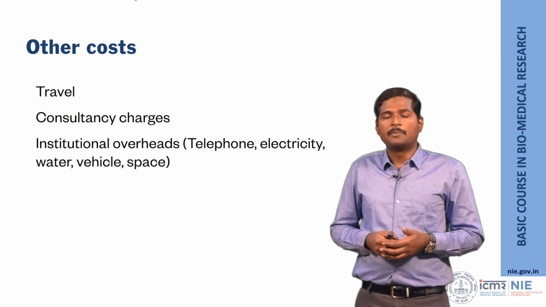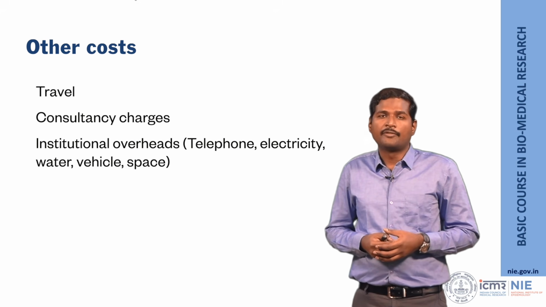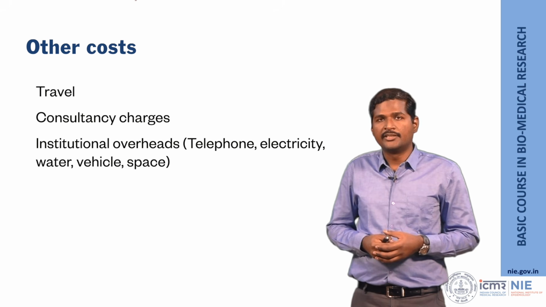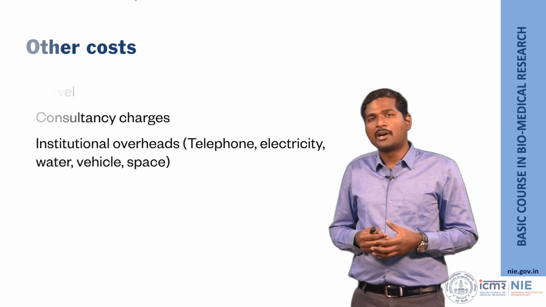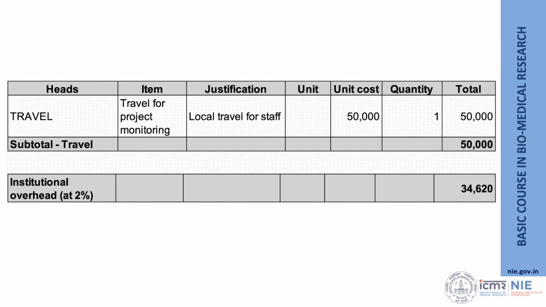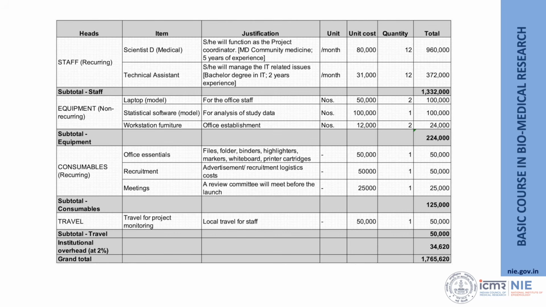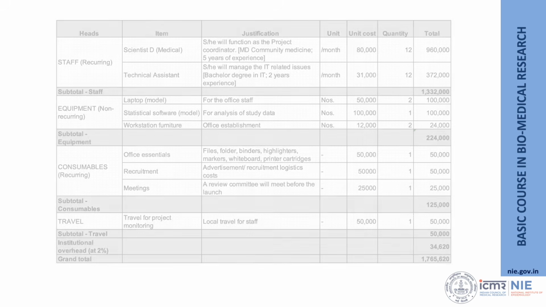Usually this is kept between 2% and 5%. You should read the guidelines of your institution as well as the funding agency to see what the maximum allowed limit of overhead charges are. Here I have shown you an example of travel costs and institutional overhead. Here the institutional overhead is 2%. So that is 2% of your total project cost will be charged as institutional overhead. So here we see a complete budget proposal including all the items and the total cost.